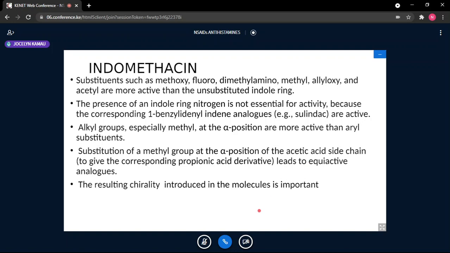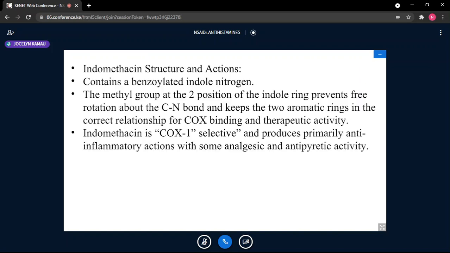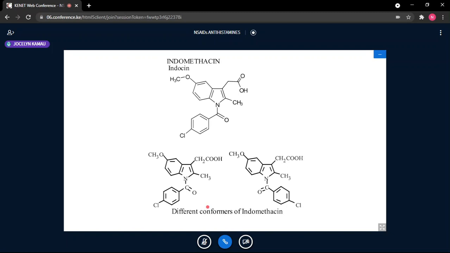equipotent or equiactive compounds. And this is the difference between the acetic acid derivatives and the propionic acid derivatives. All we are saying, you can see this is a methylene group. So you can replace one of these hydrogens with a methyl group. But for it to qualify to be an acetic acid derivative, even when you replace one of those hydrogens with a methyl group to get a chiral center, to get some stereochemistry there, the resultant isomers will be equipotent, will have the same activity, meaning that the drug is an acetic acid derivative.